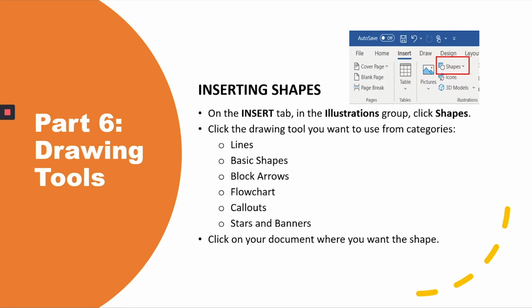Inserting shapes. To insert a shape in your document, on the Insert tab in the Illustrations group, click Shapes. Click the drawing tool you want to use from the categories: lines, basic shapes, block arrows, flowchart, callouts, stars, and banners. And click on your document where you want the shape to be.